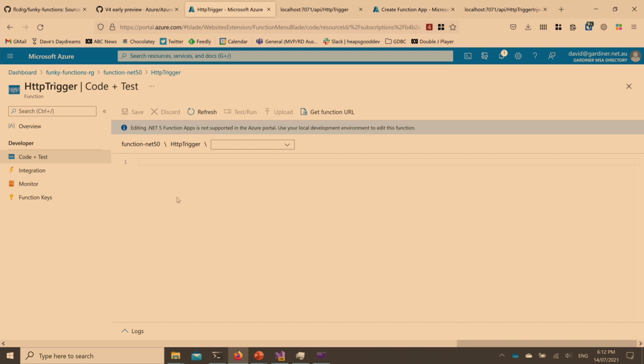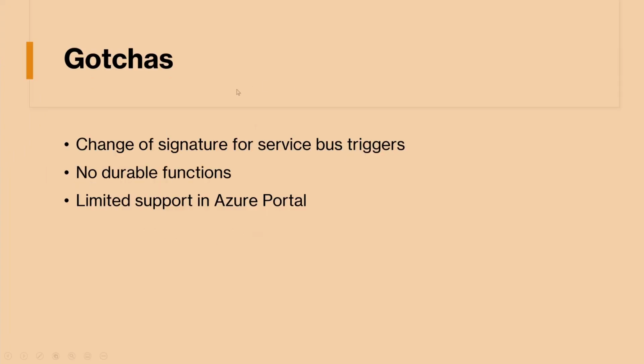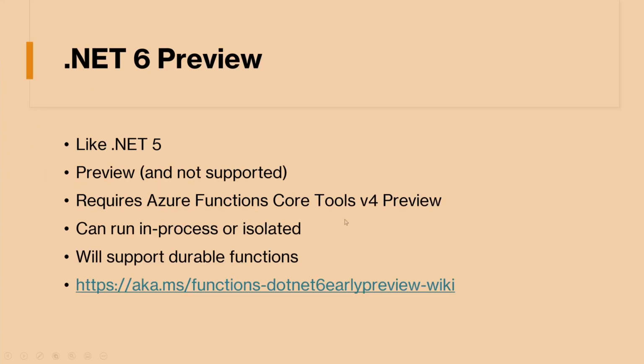We can't look at this function because it's .NET 5. So editing .NET 5 functions is not supported in the portal. So just do it locally. If it was a 3.1, I could actually go in and I could test that function interactively in the portal. But I don't get to do that with .NET 5. Okay, so that's .NET 5.